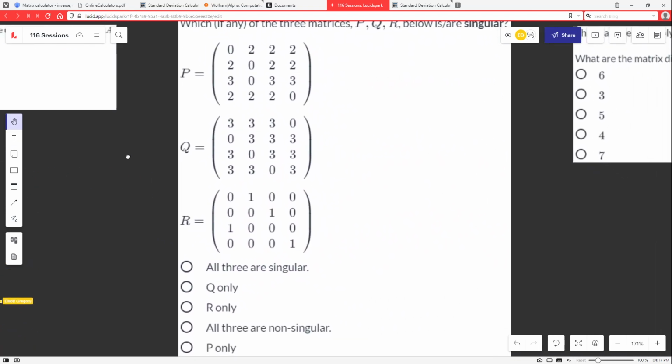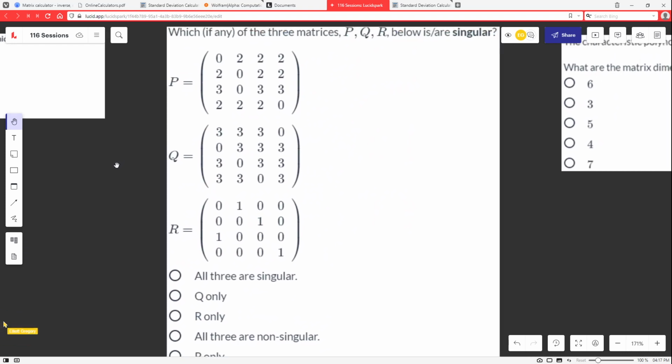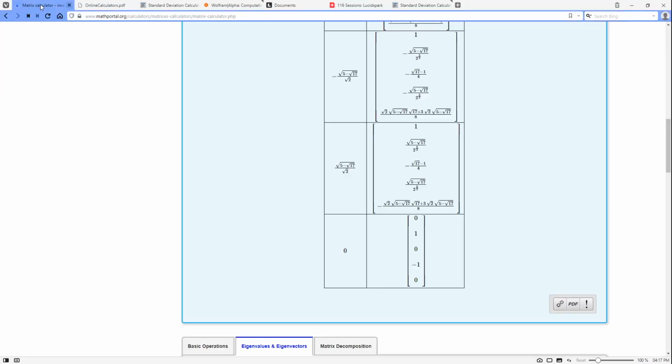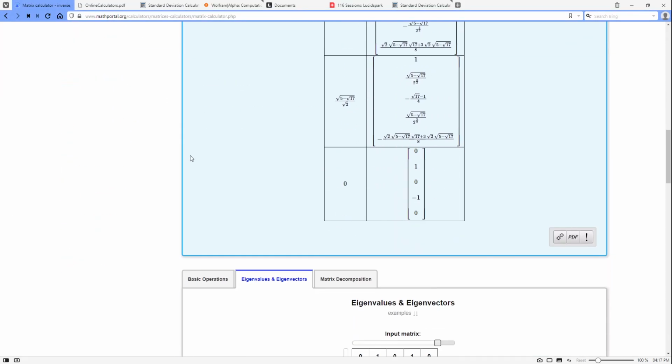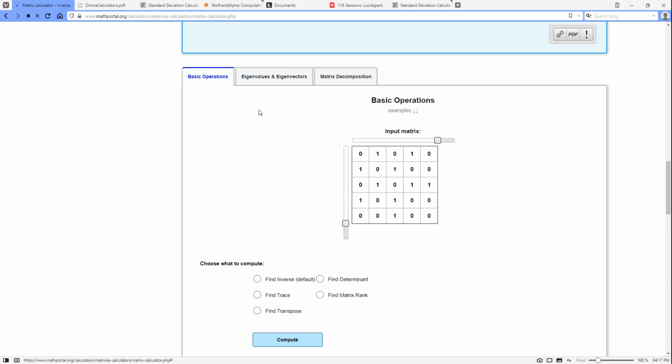Big one here. Which, if any, of the three matrices P, Q, and R below is singular? The way you do this is by finding each of their determinants. If the determinant equals 0, it is singular. Which it will. Okay, it was Mathball that has this matrix calculator. Go down a bit. We want to find the determinant of the 4x4s.